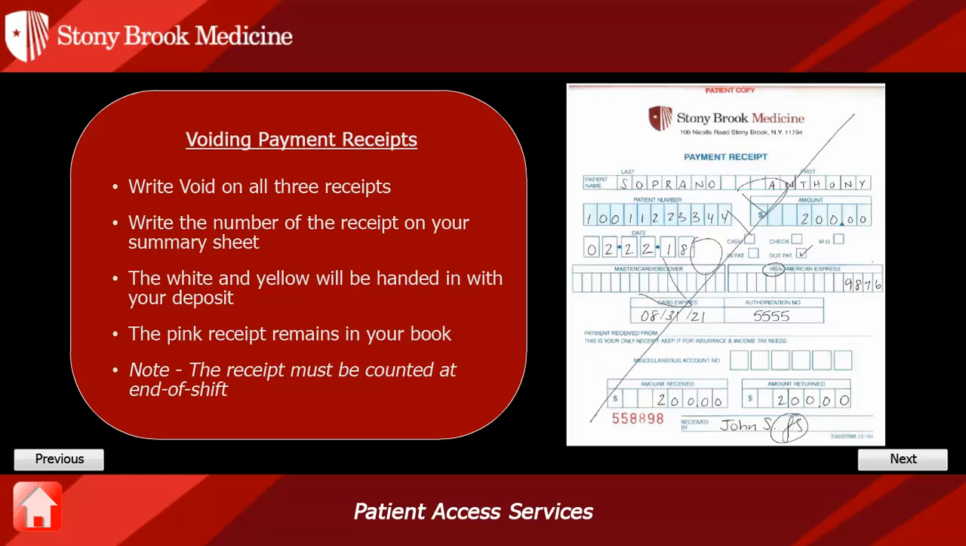Voiding payment receipts. Write void on all 3 receipts. Write the number of the receipt on your summary sheet. The white and yellow copies will be handed in with your deposit. The pink receipt remains in your book. Please note, the receipt must be counted at end of shift.